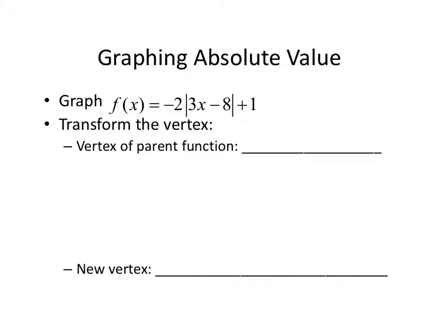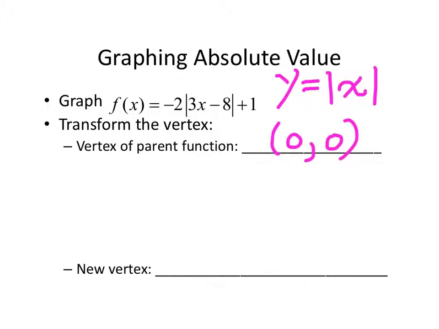Hi everyone. Here's one more way that we can graph an absolute value function. As you recall, the equation for the parent function is y equals absolute value of x, and this has a vertex of (0, 0) because the absolute value of 0 would be 0. We're going to use the transformations of this function to make our new vertex, and then all we're going to have to do is just move one other point.